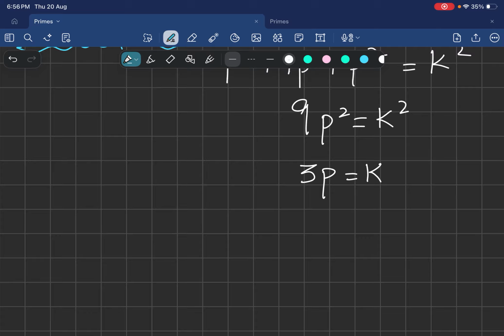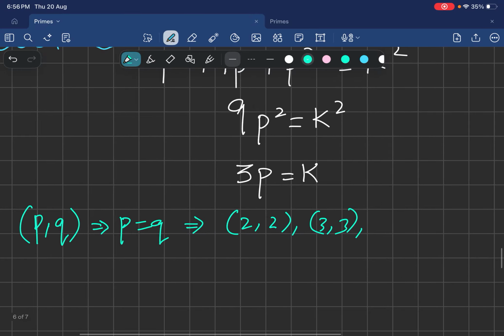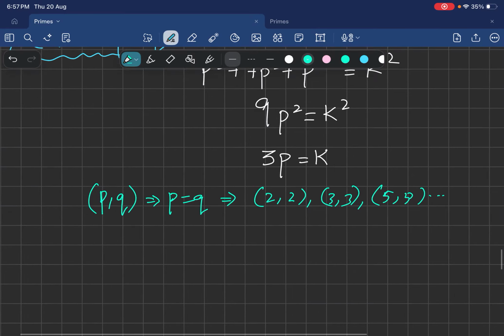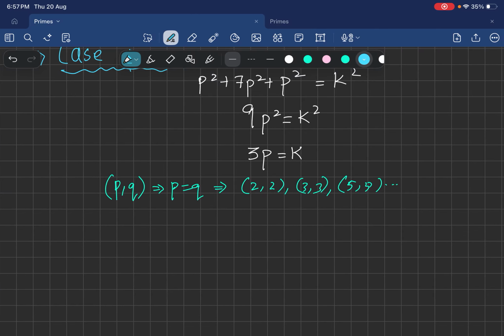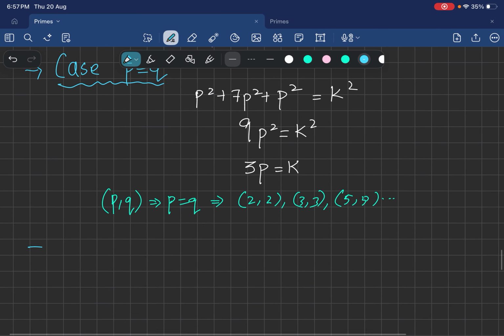Since 3 is an integer and p is a prime number, this will always be an integer, which means for all p and q values where p is equal to q, this will work. So 2 and 2 will work, 3 and 3, 5 and 5 will work, and so on, all prime numbers where they are equal. What if they are not equal? What happens if they are not equal?